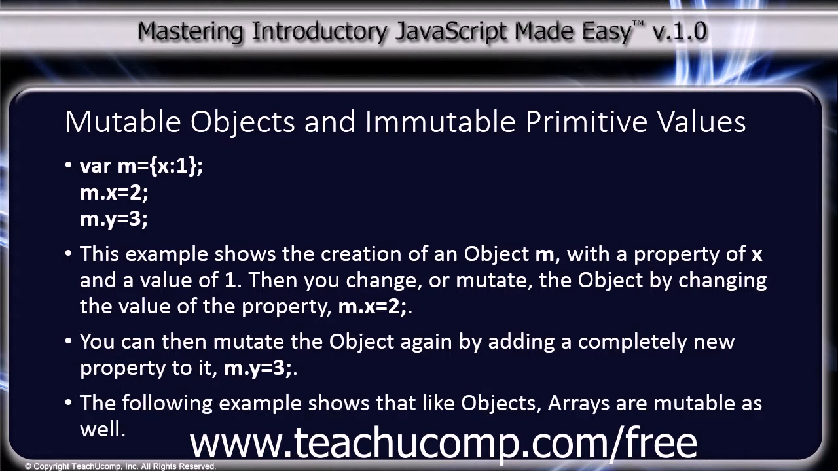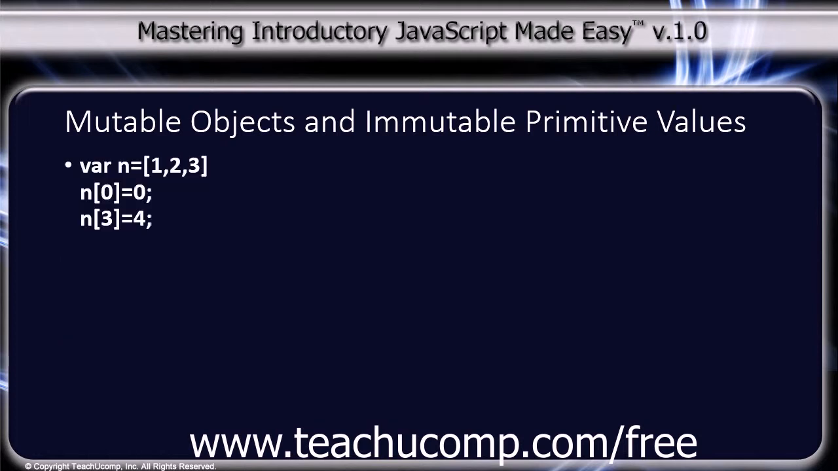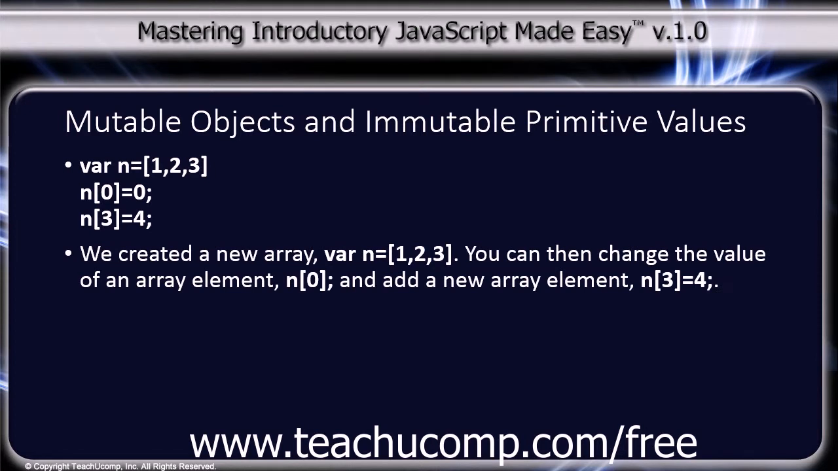The following example shows that, like objects, arrays are mutable as well. var n = [1, 2, 3]; n[0] = 0; n[3] = 4; We created a new array, var n, with the values of 1, 2, 3. You can then change the value of an array element, n index number 0, which would be 1, changed to 0, and add a new array element, n index number 3 = 4.